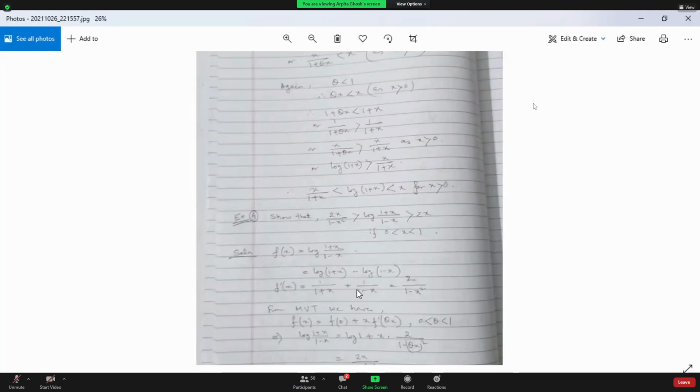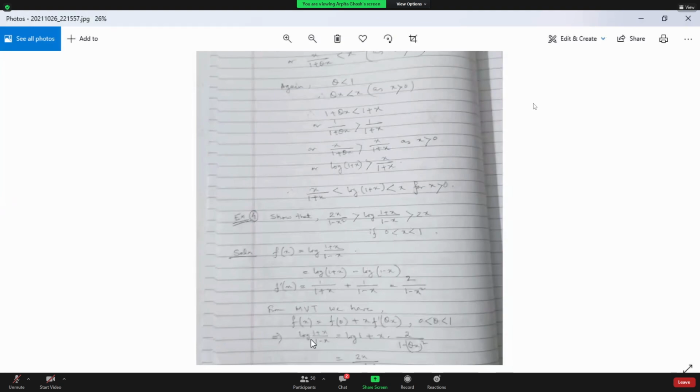f dash x will be 1 by 1 plus x minus 1 by 1 minus x, and for minus x, one more minus sign will be coming. That's why 1 by 1 plus x plus 1 by 1 minus x. So it's 2 divided by 1 minus x square. That is your f dash x. So from mean value theorem, we have f x equal to f 0 plus x into f dash theta into x, where 0 less than theta less than 1.